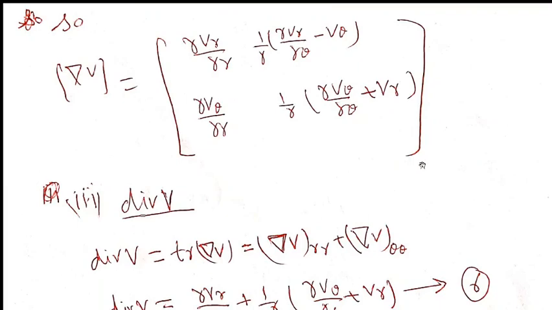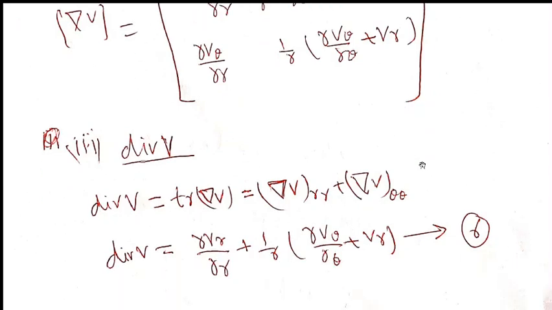No, the divergence of V. We have defined the divergence of V as the trace of this matrix. You can see this from your discussion in rectangular Cartesian components. So what is the trace of del V, RR plus del V, theta theta? Now when you sum these two elements, you have equation number 6.